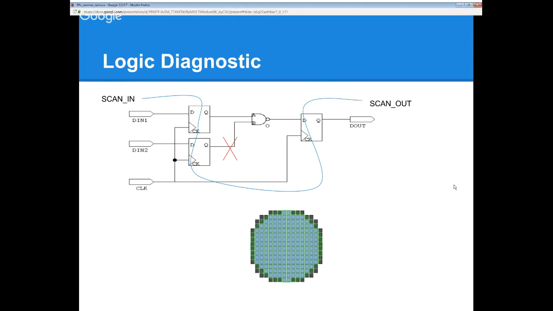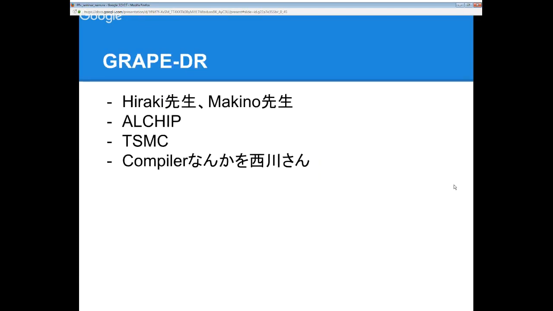So I did such things at that time, and this information makes better yield when we feed it back to the process people. The process people change some parameters for the fabrication. Then it makes better yield. So this one is about logic diagnostics.